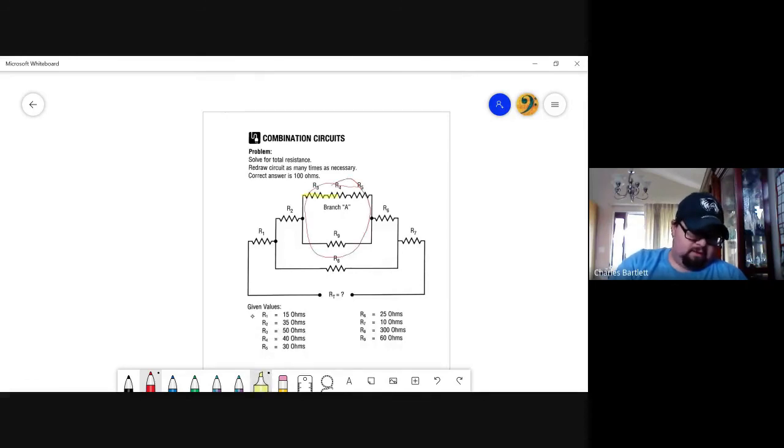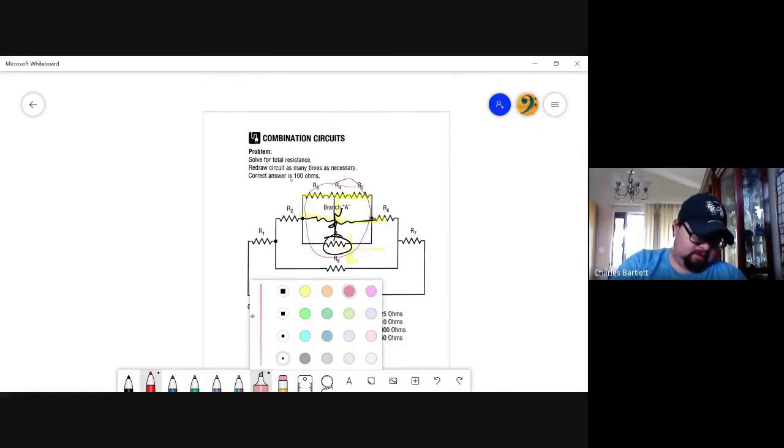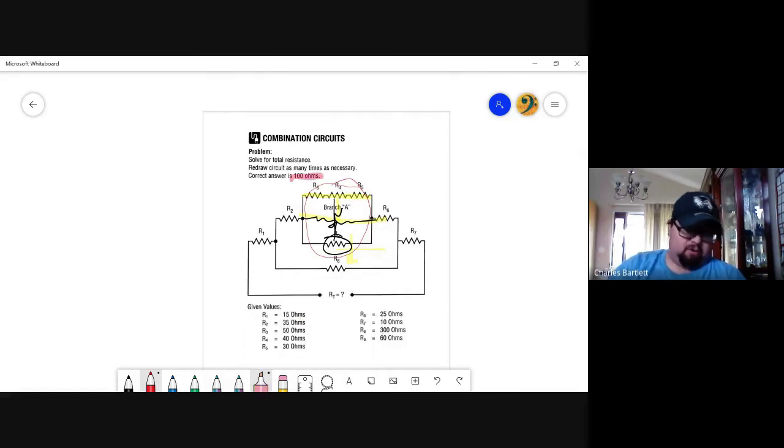Each one of these requires some breaking down. You have these that are in series that have to be added together, and then that has to be collapsed with this to then become another series circuit that needs to be collapsed again. And once you get to that point, then it will be a series circuit. So give that a try. Of course, the answer is right there, 100 ohms. So just work it until you get down to your 100 ohms.